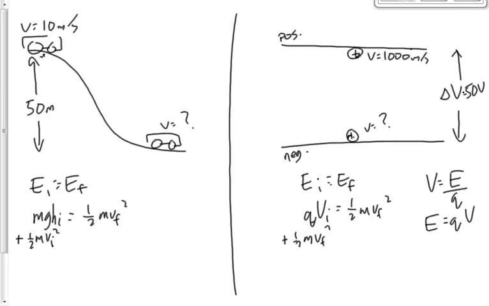Here's another one for you. Maybe this time we don't want to find the speed of the car at the bottom of the hill. Maybe this time we want to find the speed of the car halfway down the hill. The initial speed is still 10 meters per second. The initial height is still 50 meters. What are you going to do on the right-hand side? How are you going to change the right-hand side to match this question now that we want to find the speed halfway down? Do we have kinetic energy halfway down?